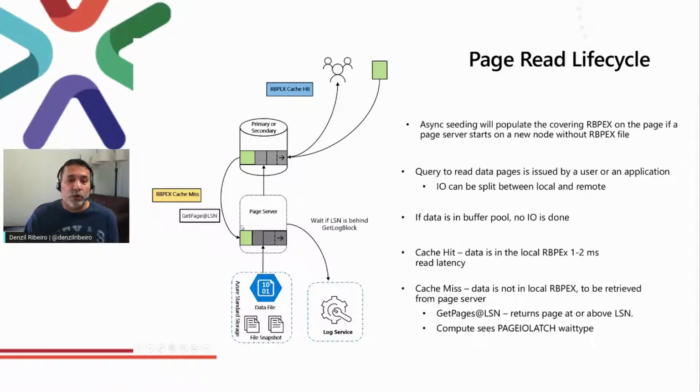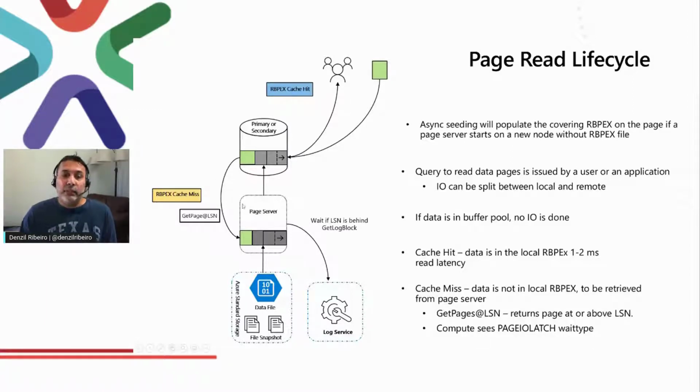I go to the right page server, first of all, because I know what file I'm reading and I know what page I require. So I say to that page server, give me this page at this LSN. If the page server is caught up to this LSN, it returns the page. If it is not caught up, because get page at LSN guarantees that the page server will return a page at or above the LSN, the page server then does a get log block from the log service, applies that log, and returns the page.